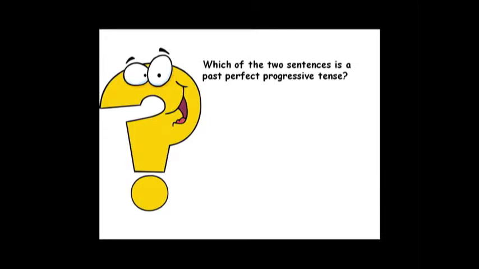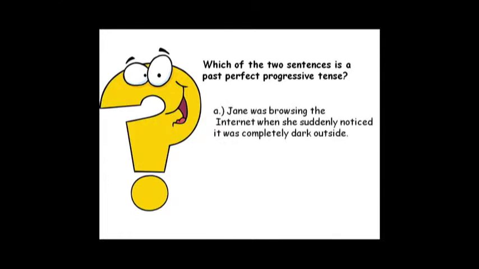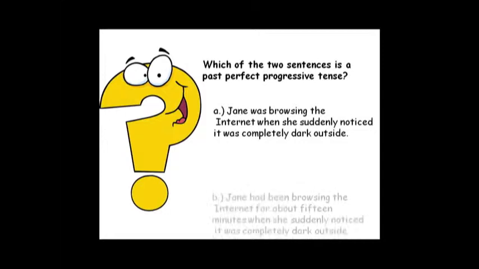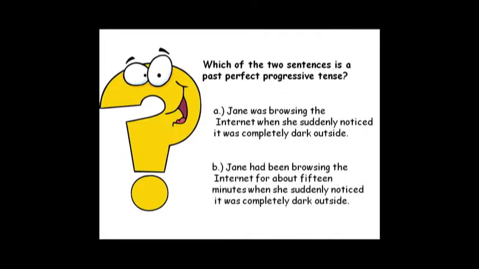Let me ask you a question. Which of the two sentences is a past perfect progressive tense? A. Jane was browsing the internet when she suddenly noticed it was completely dark outside. Or B. Jane has been browsing the internet for about 15 minutes when she suddenly noticed it was completely dark outside. Are you sure? Yes, you are right.